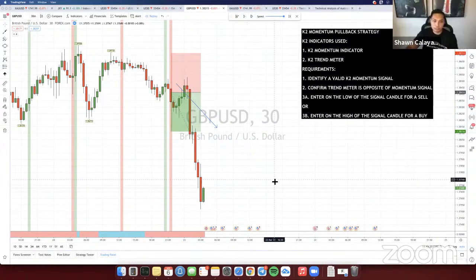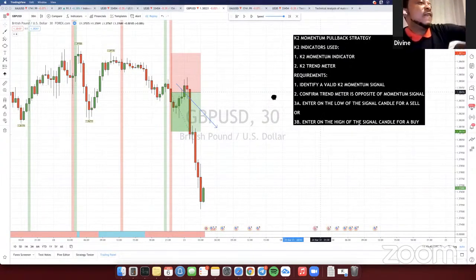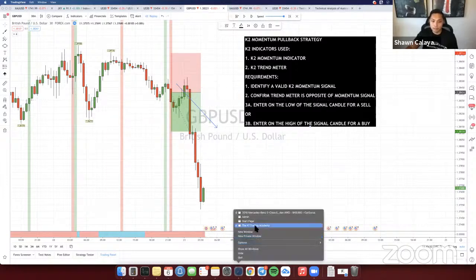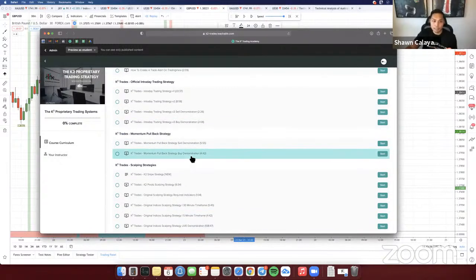So that's pretty much it. This goes hand in hand with the intraday strategy. Are you familiar with the intraday strategy? Not really. Okay, so the intraday strategy, instead of looking for an opposite momentum signal, you're looking for it to match. So if you look at all the strategies that we have here, they kind of all have the same type of strategy, but it's just different entry points.